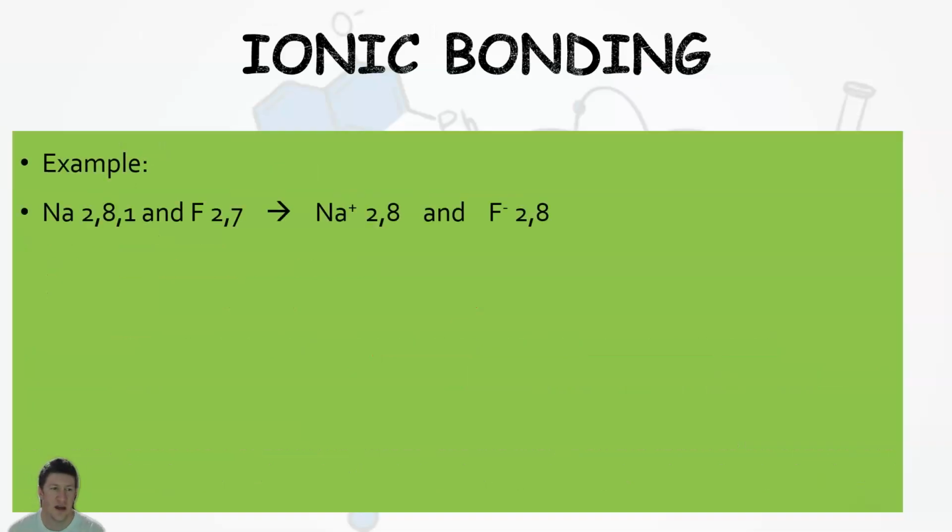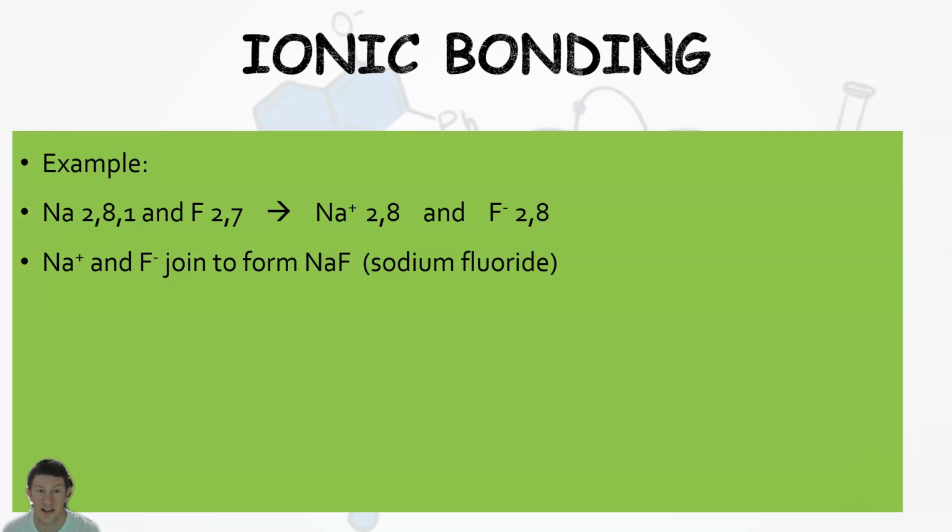So let's look at an example. We react sodium and fluorine. Sodium, we write out its electronic configuration, 2, 8, 1. Fluorine is 2, 7. So sodium is going to become Na+, and it's 2, 8 now. And fluorine will become F-, and it's 2, 8. So sodium has given up its outer electron, given it to fluorine to fill its outer shell. Na+ and F- are going to join to form NaF. It's electrically neutral because it was a +1 and a -1. So sodium fluoride is our neutral compound.